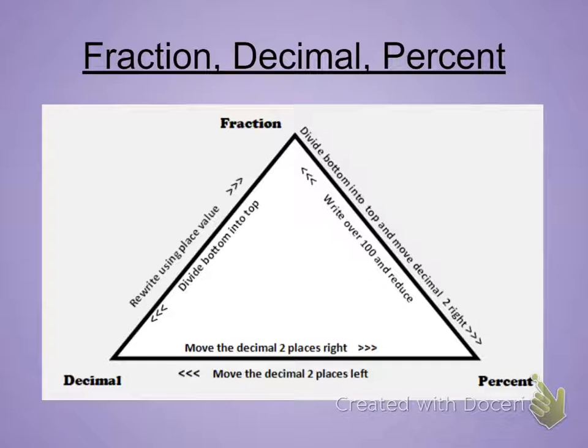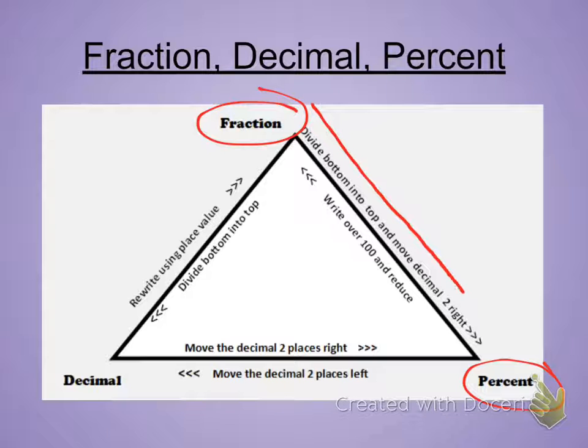Okay, so this is about how to convert fractions, decimals, and percents. So you can see each one is on a corner, and then I gave you directions. So if we look at the right-hand side, to go from a fraction to a percent, it says divide the bottom into the top and then move the decimal 2 places to the right. Do you see that? Yeah. I want to make sure you understand how to read it.